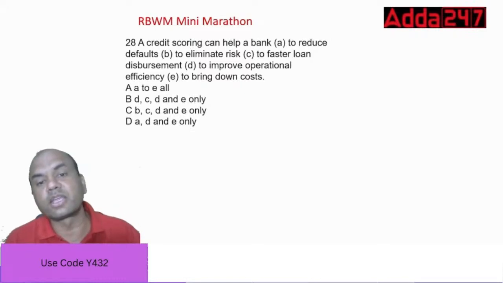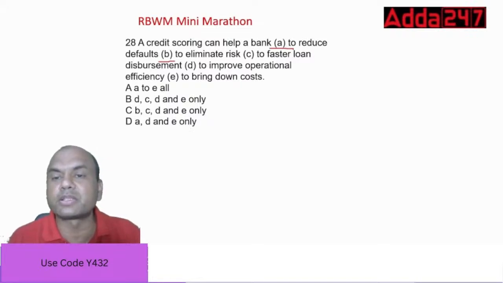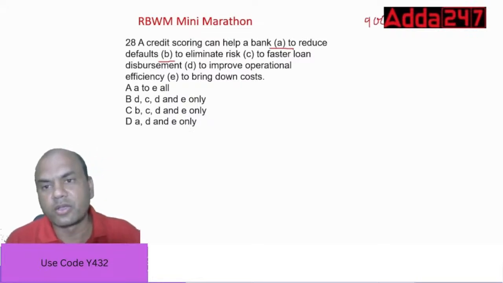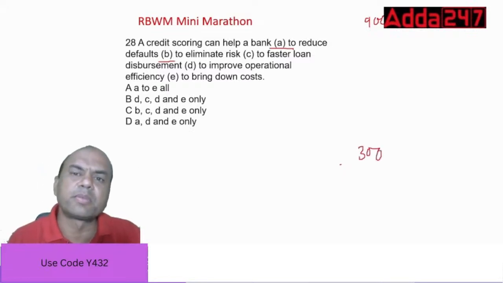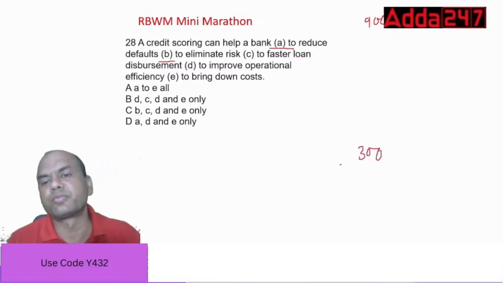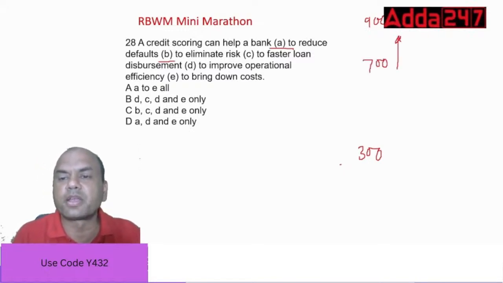The credit scoring can help a bank to reduce defaults. Obviously, it will reduce the defaults. Second, to eliminate the risk, the lesser the risk will be there. Because if credit scoring is good, what is the maximum credit score? 900. What is the minimum credit score? 300. However bad that customer might be, 300 will be the score. And a good credit score is 700 and above.